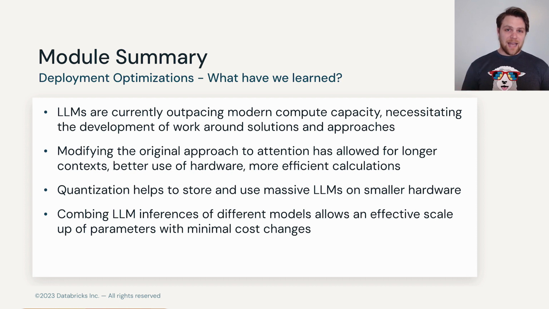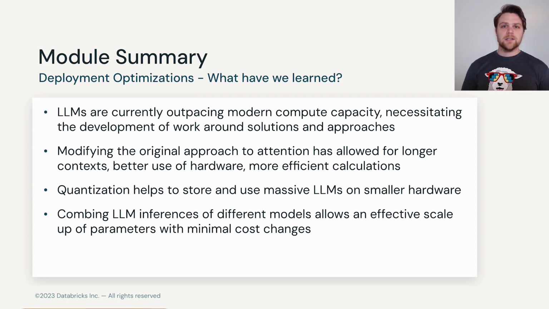However, that brings us to the end of the module. In this module, we focused a lot on the deployment optimizations for both training and inferencing. We've seen that LLMs are really outpacing the current compute capacity, which makes us focus on how we can optimize and find solutions to work around these issues. We've looked at how we have to modify the original approach to attention so that we can allow for longer contexts and also make better use of the hardware so that we can manage these longer contexts.